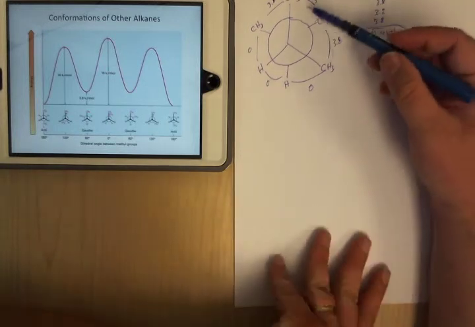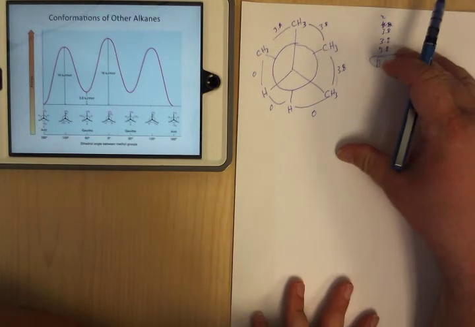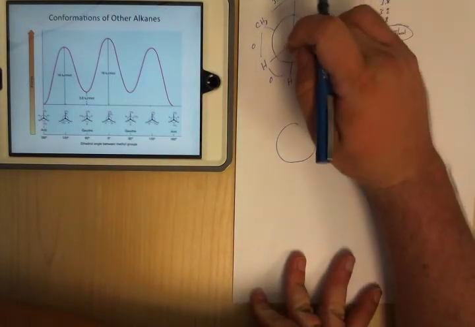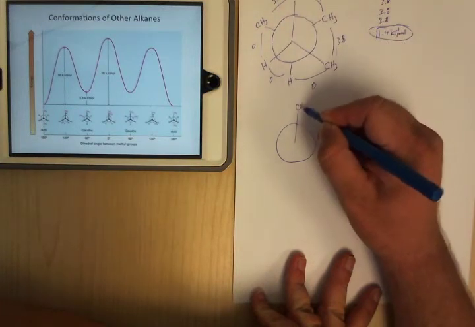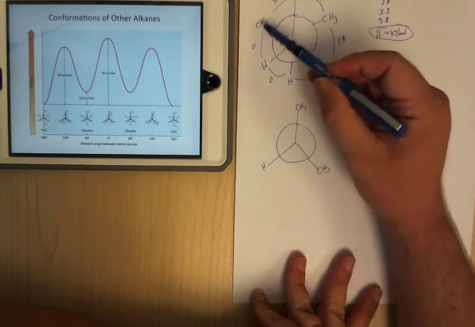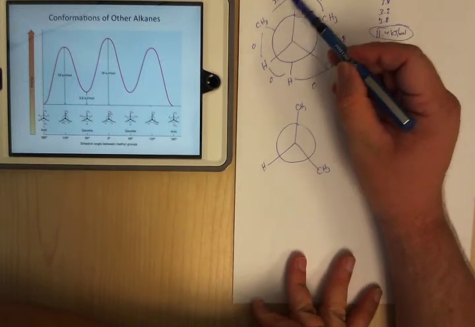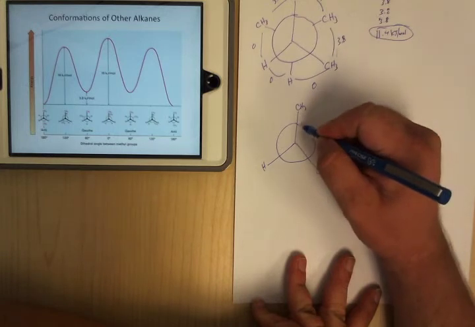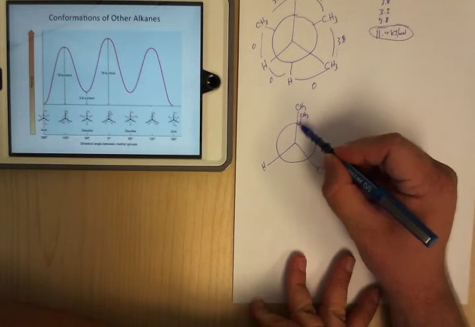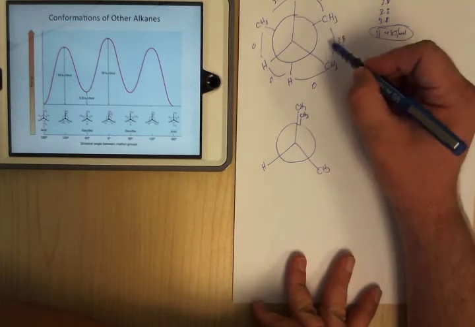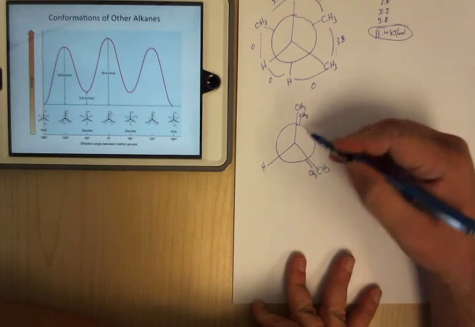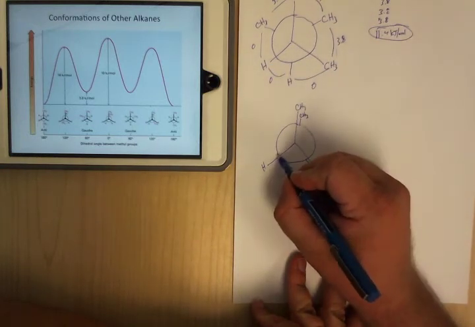Now, if we were to rotate this around, we'll keep this carbon where it is. We're going to move the back carbon 60 degrees clockwise. So now this one goes right behind, so I'm going to indicate that that's right behind. If that one comes up there, that one comes down there. And then this one goes there.